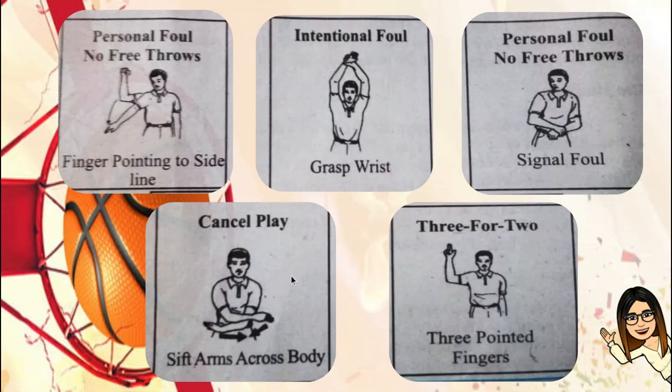Okay, cancel play. So if team A is disqualified, then cancel play. Shift arms across the body, just like that. So if there's a team disqualified in a game, then cancel play. So there will be no more play.